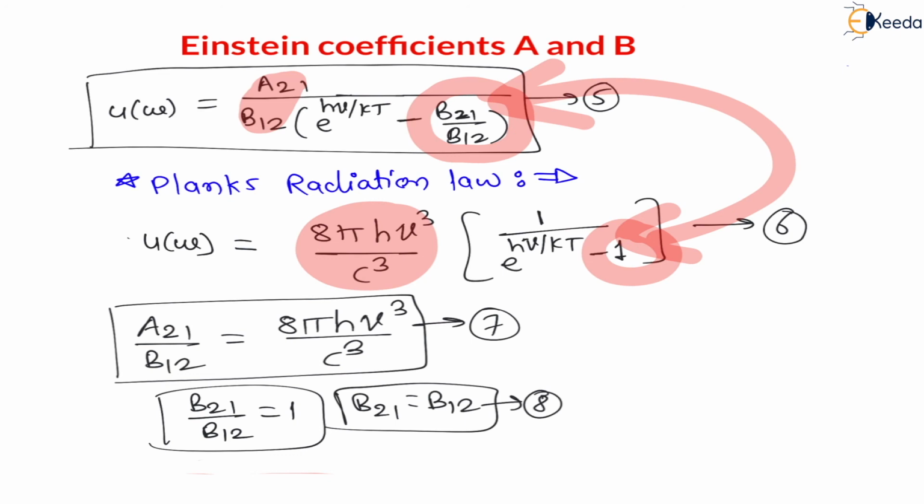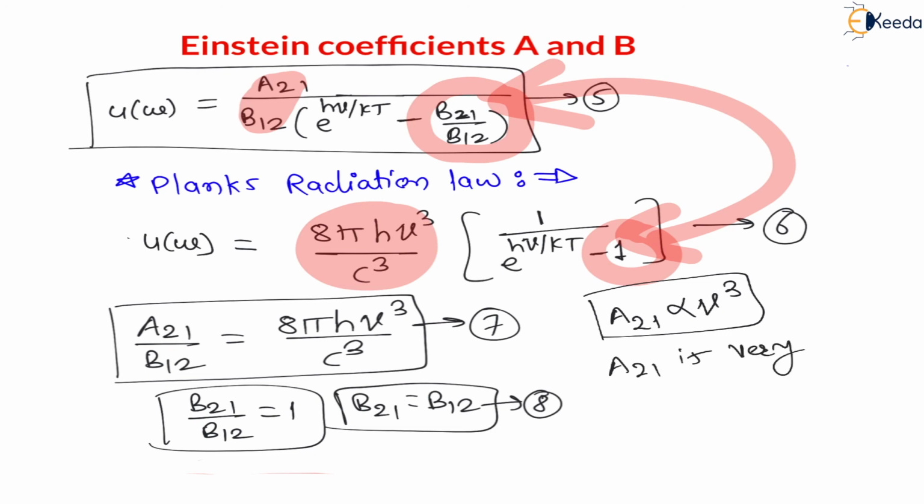Now my dear students, from this equation can I say the Einstein coefficient A21 is directly proportional to nu cube, and nu is nothing but radiation frequency. Therefore this A21 is a very strong function of radiation frequency. This is also important. And my dear students, each and every point and each and every relation is very much important for competitions as well as for any university in India.